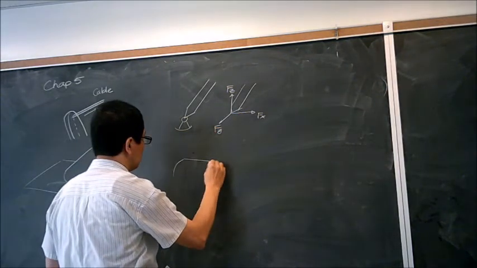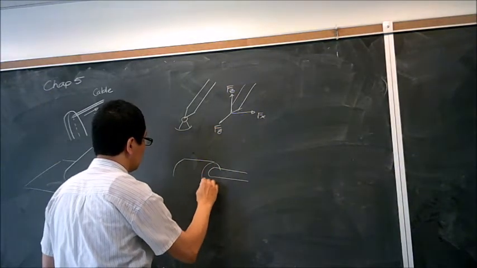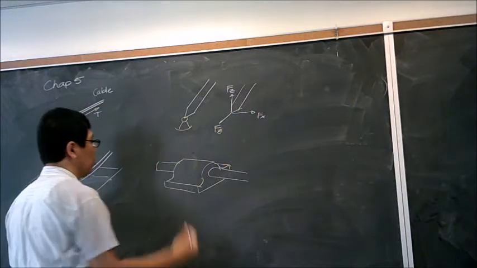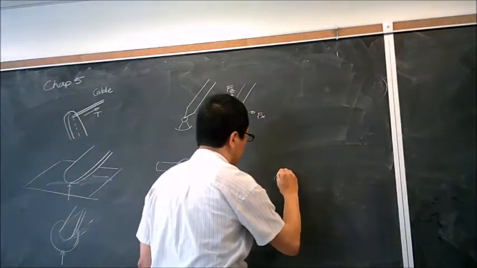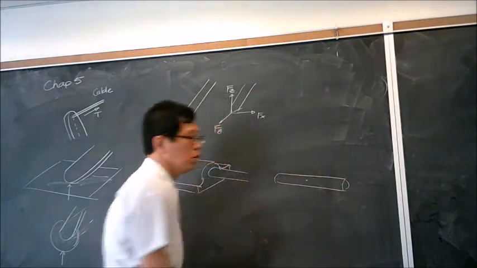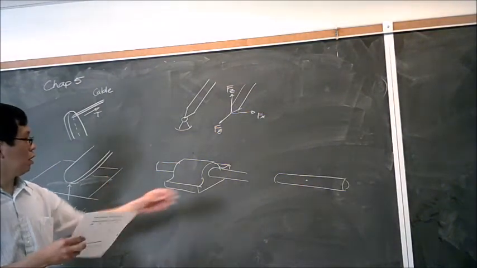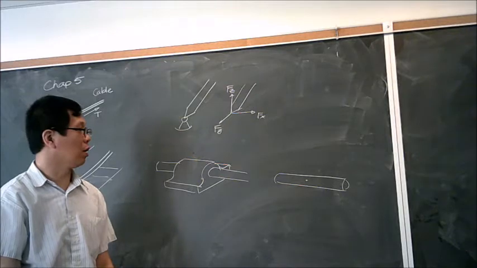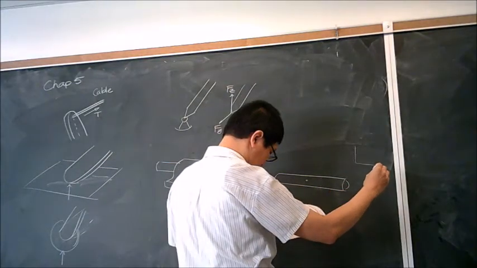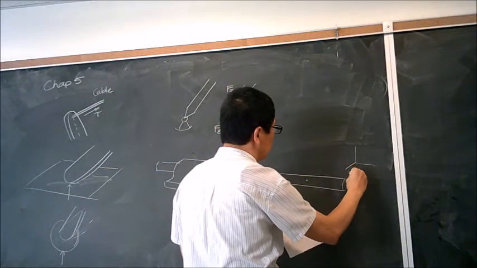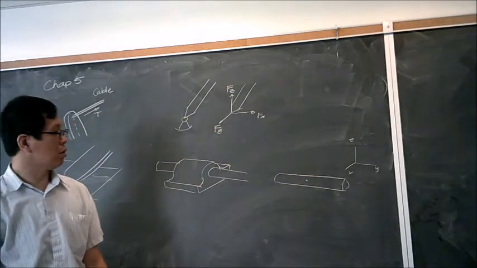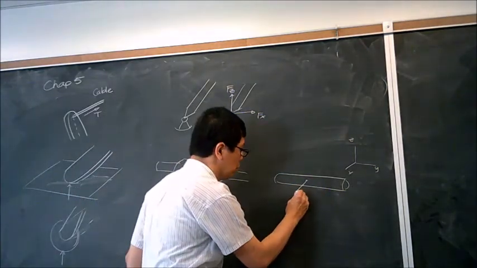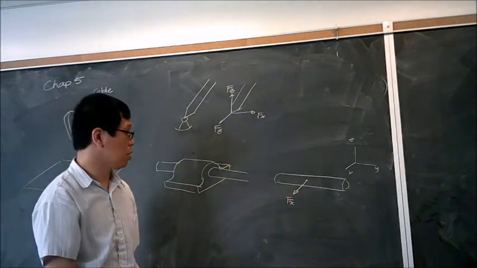How about if I have something like this? What kind of forces and moments am I providing at this specific location? This one is not going to slide back and forth, but this one can actually rotate freely. So what kind of forces am I talking about? Do I have a force in the x direction so that this is not going to be sliding in this direction? I do, right? So over here, you need to draw your free body diagram, which has an Fx over here.